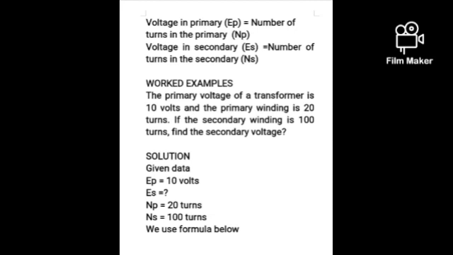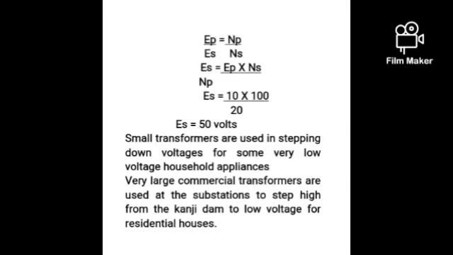Now the formula for finding this in a transformer is EP over ES is equal to NP over NS. It's just like that. Now because we are looking for ES, we make ES the subject of the formula here. So ES is going to give us EP times NS over NP.